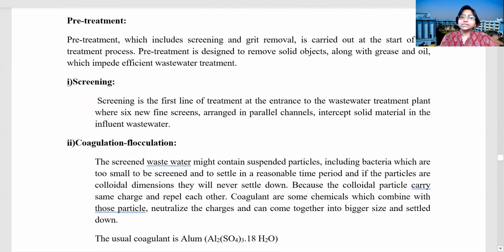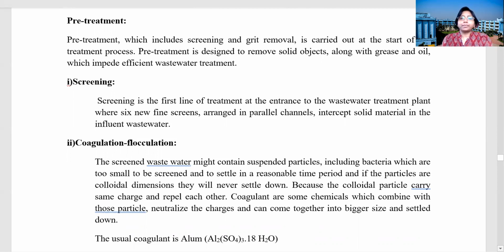Next is coagulation and flocculation. Basically, the materials which are very large particles are precipitated down by gravitational force. But there are a few substances which are very small. What happens? They remain suspended in the water.